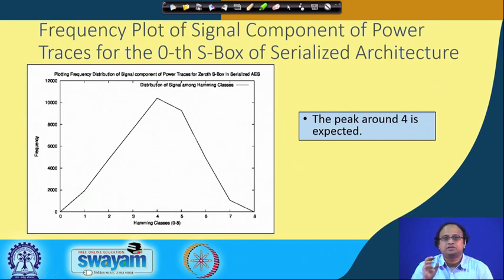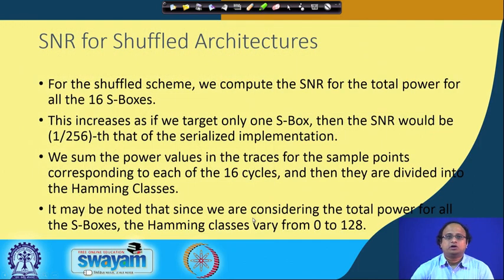I am just observing the 0th S box of the serialized architecture and I am seeing the frequency plot. Again, note that as expected, around the 4 Hamming class, which occurs with maximum frequency, I get a peak, okay, and therefore I get an almost normal looking distribution. Now you can do a similar thing for calculating the SNR for shuffled architectures.